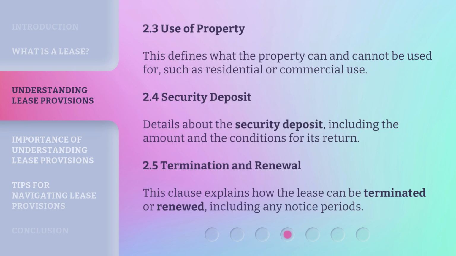2.3 Use of property. This defines what the property can and cannot be used for, such as residential or commercial use. 2.4 Security deposit. Details about the security deposit, including the amount and the conditions for its return. 2.5 Termination and renewal. This clause explains how the lease can be terminated or renewed, including any notice periods.